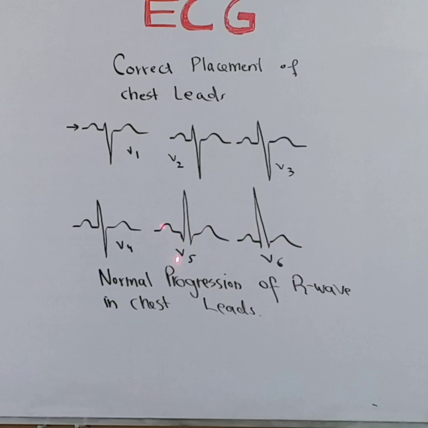V5 and V6 both are placed in the fifth intercostal space, V5 in the anterior axillary line and V6 in the mid axillary line. So if we do not follow these lines and we somehow place V5 and V6 in the place of V1 and V2, there will be a loss of progression of the R wave. So other than pathology, the normal progression of the R wave is needed to show the correct placement of the chest leads.